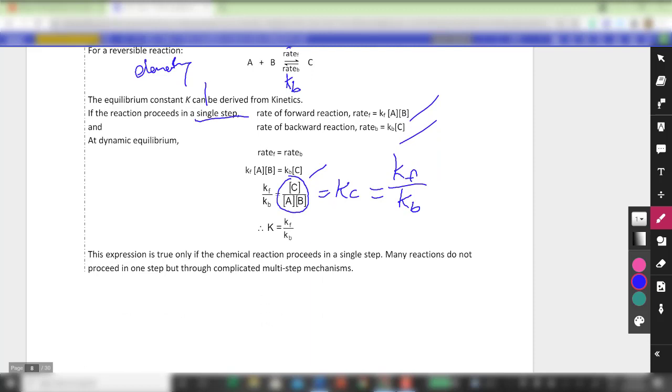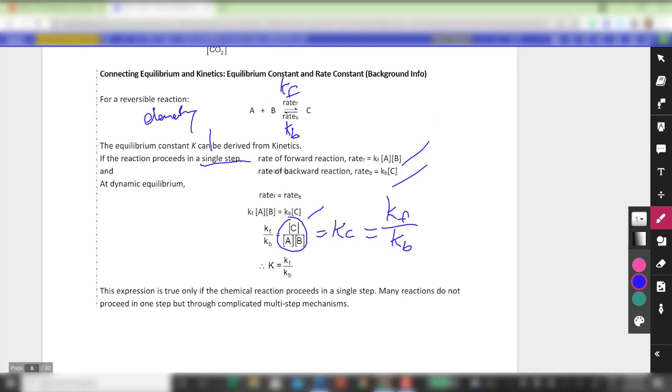However, the expression is only true for a single step reaction. This is just a proxy for you to know that the equilibrium constant can be used as a sort of indirect measure of the ratio of the forward and backward rate constants. Many reactions do not really follow this, but this is something we want to showcase so that you have a slightly deeper understanding of the relationship between the two.